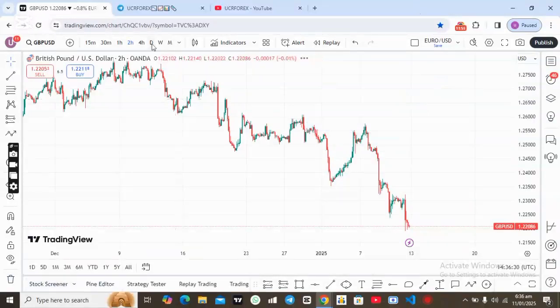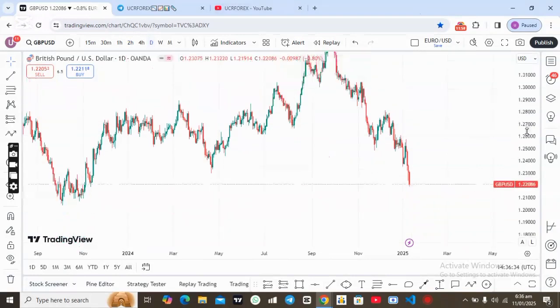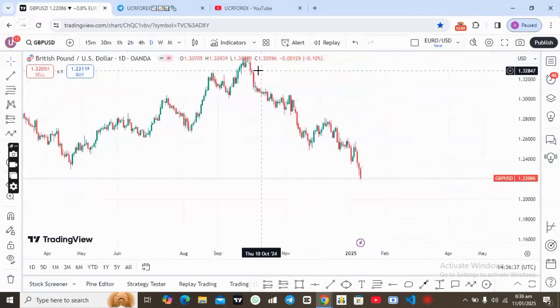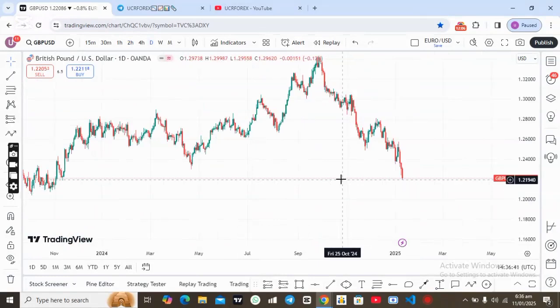Number one, go to daily time frame. What are you doing on daily time frame? You want to see the overall trend to know where the trend is pushing to. Yes, the trend is selling. You can see the market is dropping to the downside. If you are looking for a way to buy this thing, there's no problem.